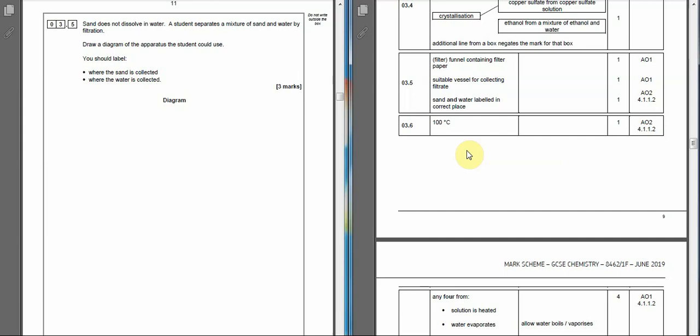And then last of all, you needed to label at the top that the sand would be up there and that the water would be at the bottom. And obviously the sand would be up there because it can't get through the gaps in the filter paper, and the water could.